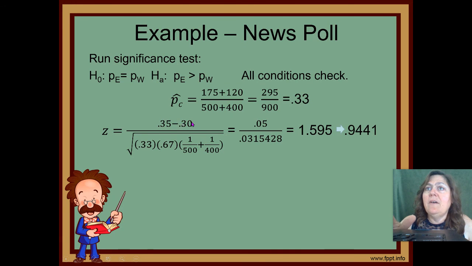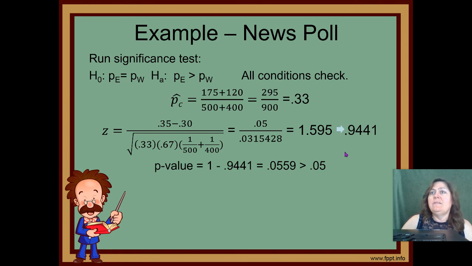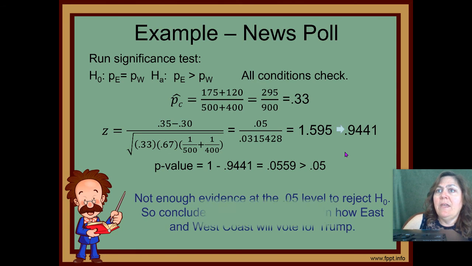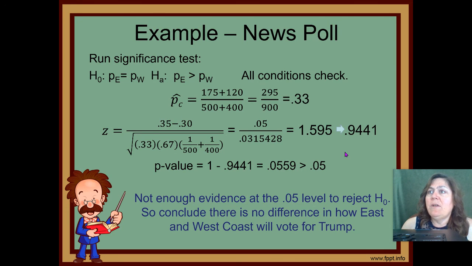So I have the p-hats subtracted here. Our hypothesized difference was 0, so it's not there. And then here is your p-hat C, 1 minus p-hat C, and then 1 over n1, 1 over n2, calculating to this z statistic, which goes on the table to be that. We are doing a right-tailed test, so we need to subtract that from 1, and we get this p-value. So again, there's not enough evidence at the 0.05 level to reject the H0, so we conclude that there is no difference between the East and the West Coast in how they will vote for Trump.